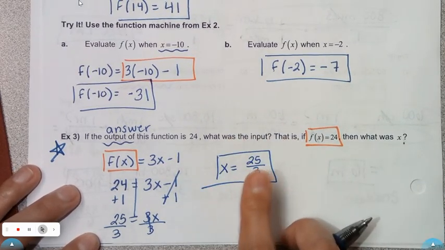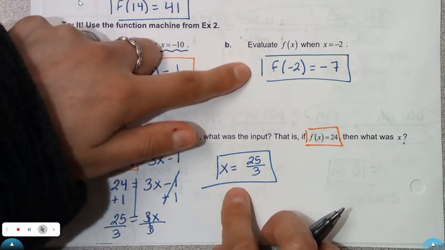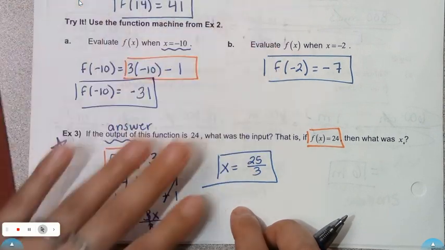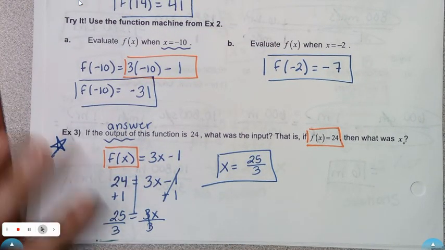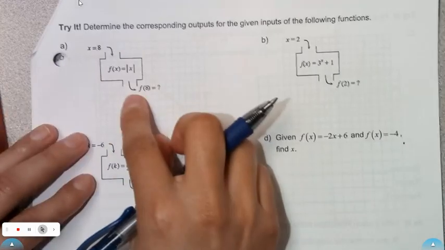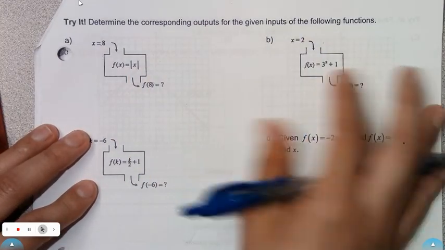That's my input. You see how my answer looks different than up here? It's two different questions. The top 3 gave me my input, the bottom one gave me my output. All right, let's turn the page and let's do some more problems. All right, so for these 4, they're giving us either the input or the output.